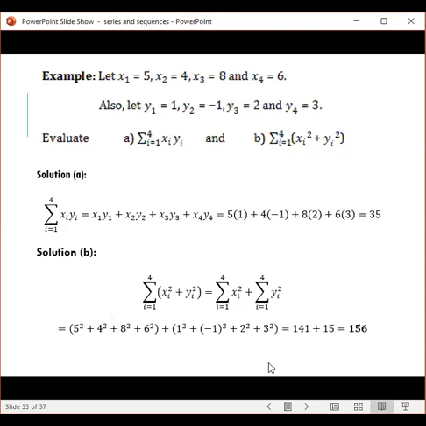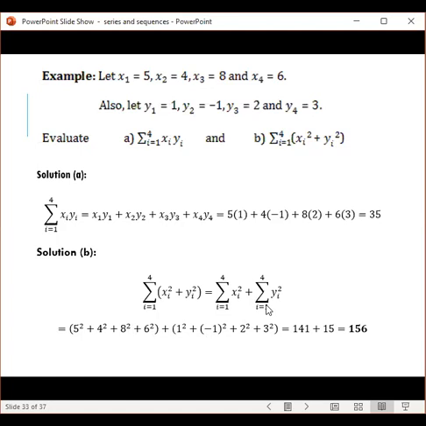Okay. So for letter B, the summation of x sub i squared plus y sub i squared, i is from 1 to 4. So from property number 3 earlier, we can separate these two because this is a sum. So the summation of x sub i squared plus the summation of y sub i squared. So here, we add up all the squares of x sub i, and this part, we add up all the squares of y sub i's. So x sub 1 squared, x sub 2 squared, x sub 3 squared, x sub 4 squared. This one, y sub 1 squared plus y sub 2 squared plus y sub 3 squared plus y sub 4 squared. So the summation of x sub i squared would be 141.